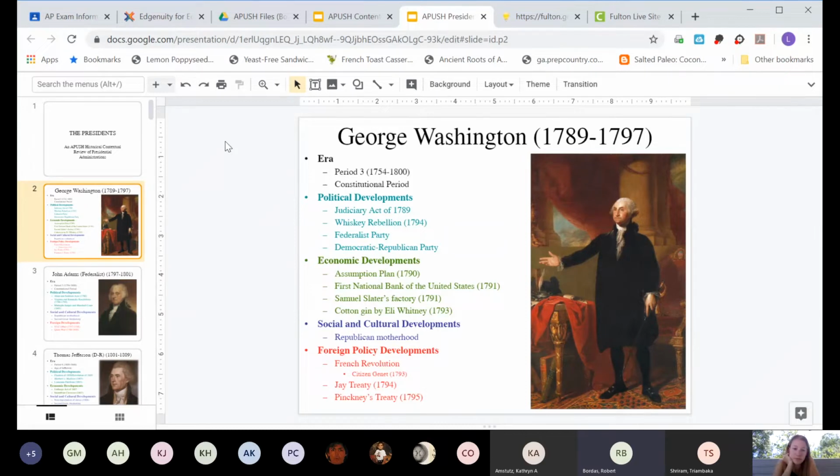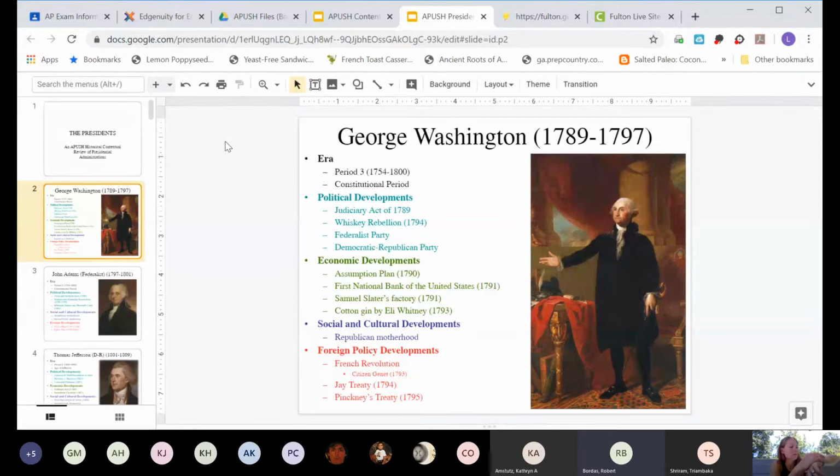Hamilton wanted a country that was like England, based on finance and trade. Jefferson wanted a country that was like France, in that it would be based on an agrarian, a farming society. So all this stuff is going on at this point.